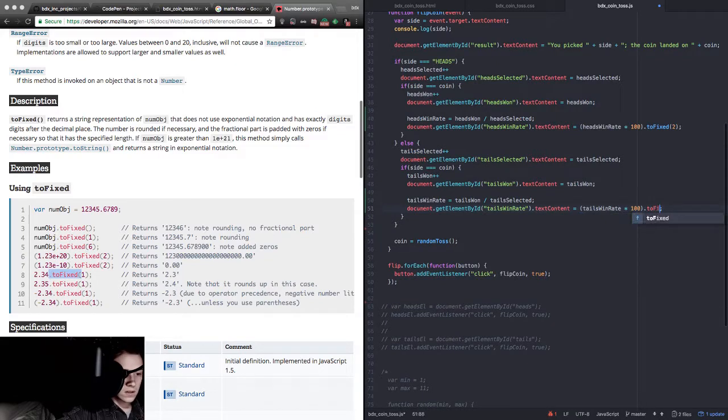toFixed. I wonder why this one's red. Oh, probably the parentheses. Okay, it's the parentheses. If anyone's wondering, it's the parentheses.